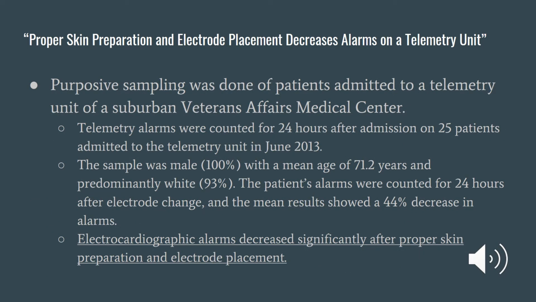Elaborating on the PULSE trial, it was a sampling done with patients admitted to a telemetry unit at a VA medical center. They were counted for 24 hours on the admission of 25 different patients. The study was completed in June 2013. This just talks about the sample of the people that were used and the amount of alarms that went off. And with the proper skin preparation and proper electrode lead placement, there was a 44% decrease in alarms.